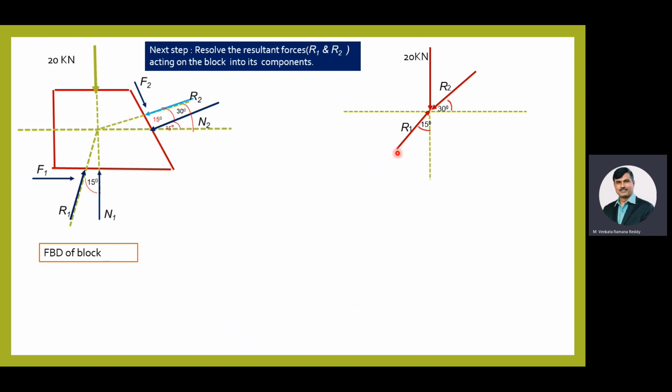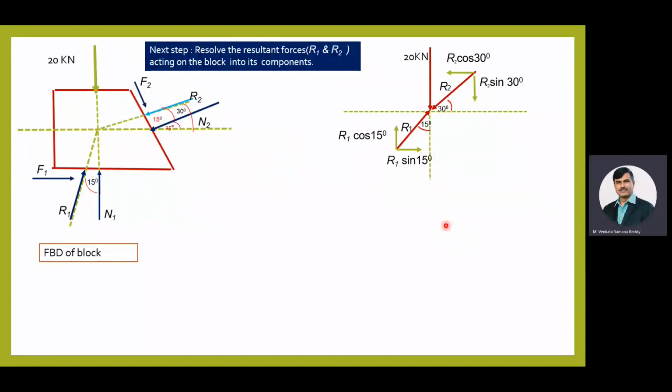First we'll resolve the horizontal component as well as the vertical component of resultant force R1. For resultant force R1, the horizontal component is R1 sin 15 degrees and the vertical component value is R1 cos 15 degrees. Then resolve the R2 force also into horizontal component as well as vertical component. The horizontal component value is R2 cos 30 degrees and the vertical component value is R2 sin 30 degrees.